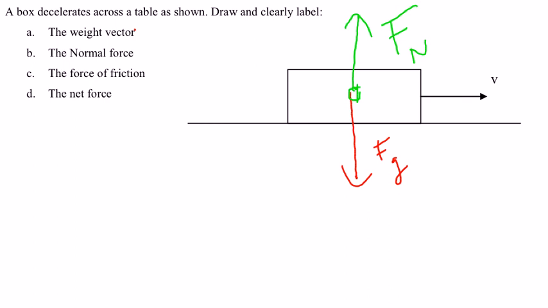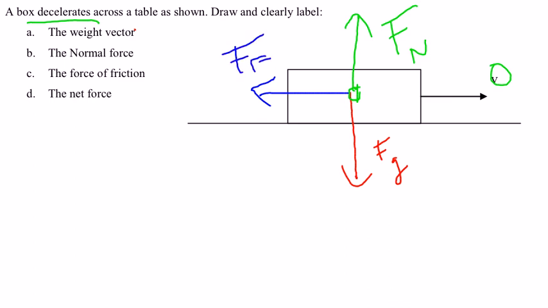All right, force of friction. If I say it's decelerating, that's good to know, but if I see the velocity going this direction, friction always points in the opposite direction. So friction has to be in the opposite direction of motion. So the force of friction will be there.